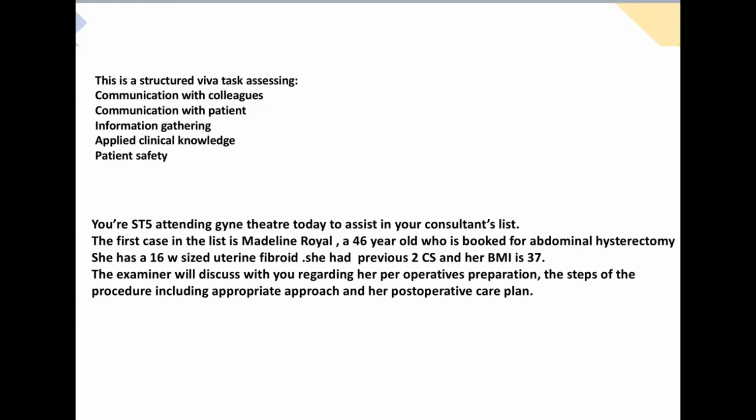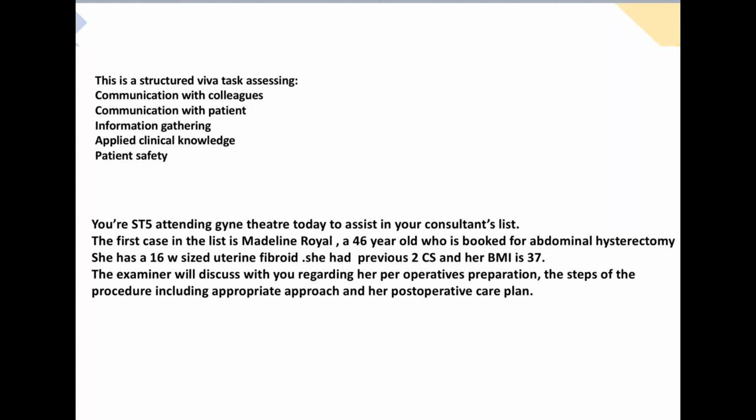Okay, and also we need to ask about any other surgeries apart from her C-sections, because that also gives us an idea about any adhesions and how difficult we are expecting her surgery will be. Don't forget to ask about her allergies, because we are going to give preoperative antibiotic prophylaxis. So we need to know really whether she's allergic to anything or not.